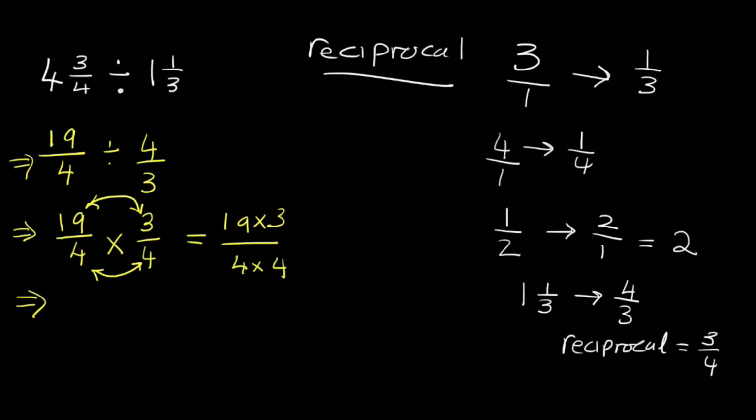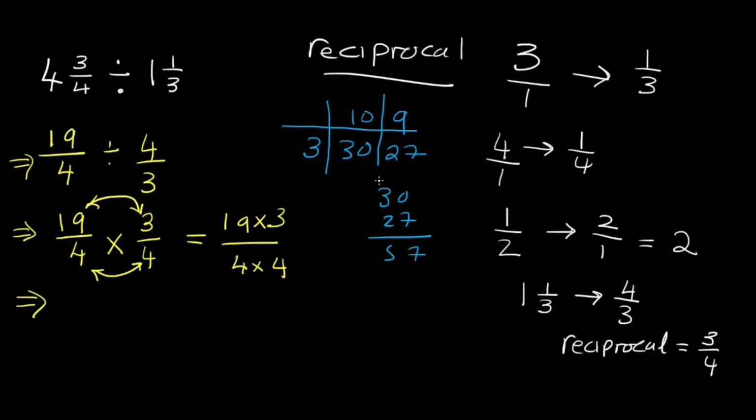Now, a lot of us find this difficult, strangely enough. 19 times 3. If you do find multiplying a 2-digit number with a 1-digit number difficult, I would advise you to use the grid method. Decompose 19 into 10 and 9. And then obviously you have 3 there. 3 times 10 is 30. And then you have, what's that? 27. So therefore 30 plus 27 gives you 57. Use the grid method. It's very, very useful. Right, so we have 57 out of 16.